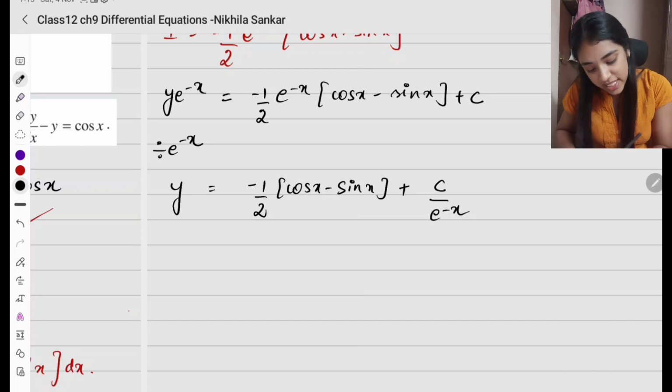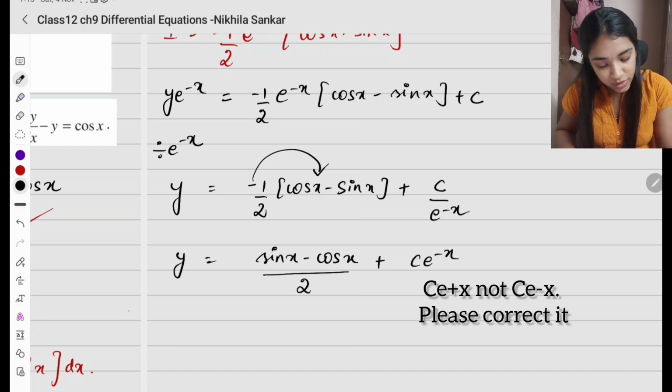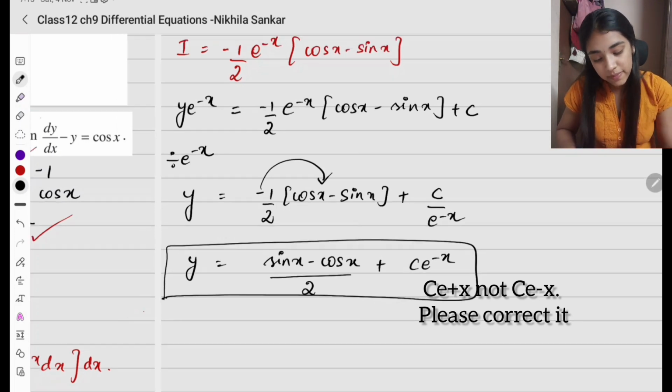It looks like this. Now what happens when the c e to the x goes to the top as e to the minus x? Y equals, I'm multiplying the minus half inside, so I have sin x minus cos x divided by 2 plus c e to the minus x. So this is my final solution. Okay, please copy.